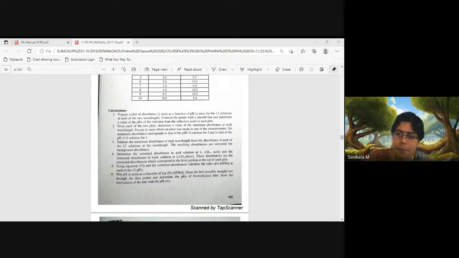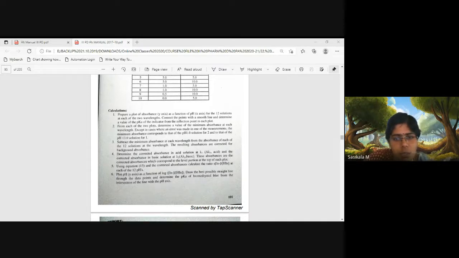And pKa is a major factor for determining even bioavailability. It is mainly decided based on the pKa of the drug substance. That is why this is a major experiment to learn how to determine the pKa value.